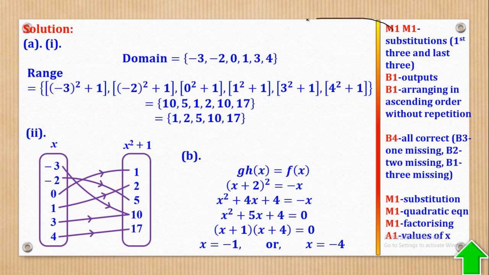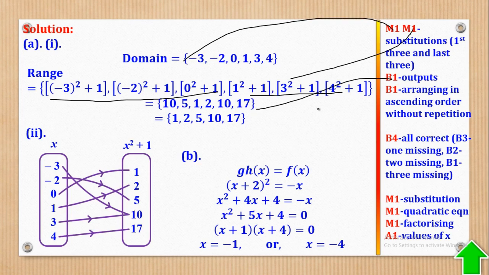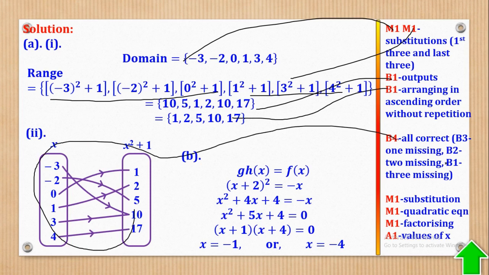So this M1 is for these first three, and this another M1 is for the last three. Then B1 for the outputs, and B1 for rearranging in ascending order without repeating. Then B4 for all correct, B3 if one is missing, B2 if two are missing, and B1 if three are missing. Then this M1 is for this substitution, M1 for this quadratic equation, M1 for factorizing, and A1 for the output.